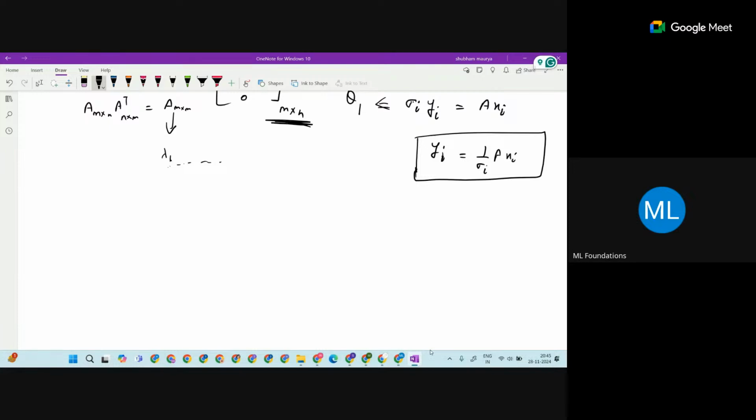We are trying to get singular values. There is also Schur's theorem. That Schur theorem is used for triangularization, for any matrix. But triangularization means it should be n cross n, a square matrix.